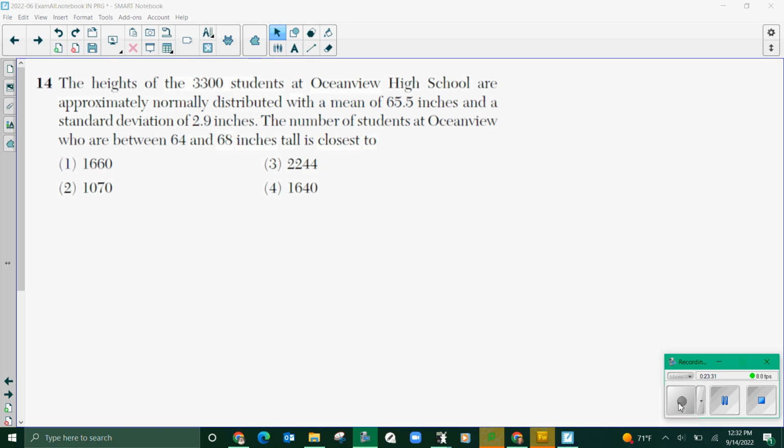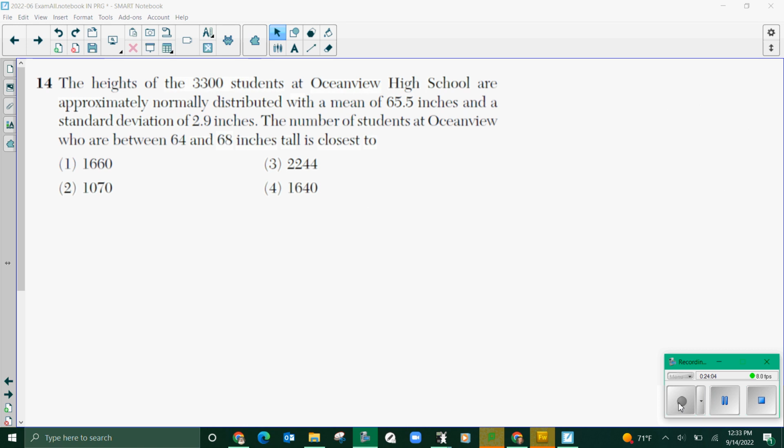Number 14. The heights of 3,300 students at Ocean View High School are approximately normally distributed with a mean of 65.5 inches and a standard deviation of 2.9 inches. The number of students at Ocean View who are between 64 and 68 inches tall is closest to, okay? I do not want a percent of students. I want the actual number of students. We're going to get that by finding the percent of students first. Then we'll find out the number.